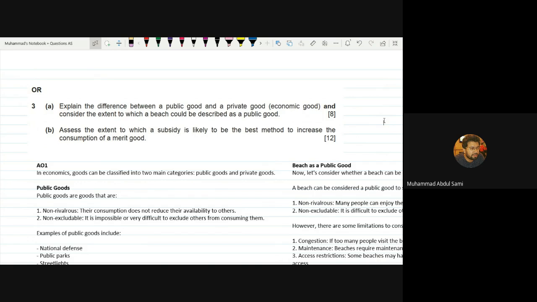The features of public goods are that they are non-rivalrous and non-excludable. With non-rivalrous, their consumption does not reduce their availability to others, and with non-excludable, it is impossible or very difficult to exclude others from consuming them. So these were the two basic features of a public good. The public goods features are non-rivalrous, and second, non-excludable.